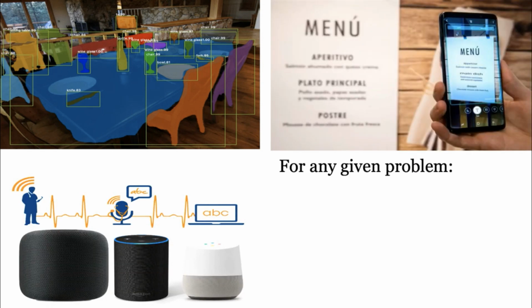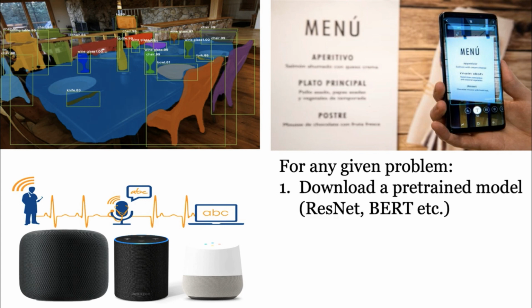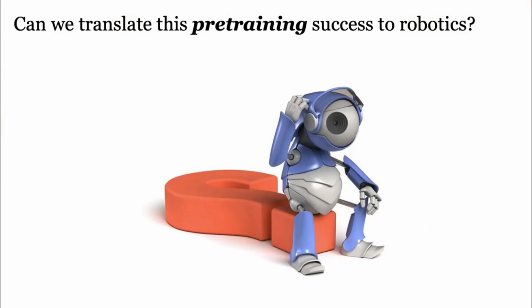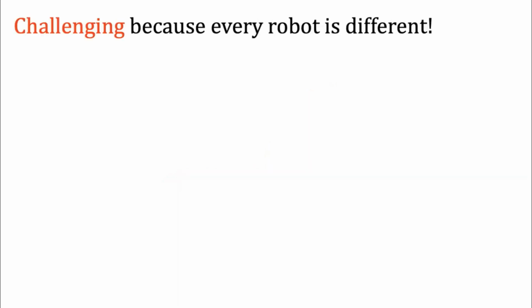In fact, it works so well in domains with passive data that today we can even follow a general recipe for solving new tasks. Step 1, we just download a pre-trained model, for instance, ResNet in vision, BERT in language. Step 2, we can label some new data for the task we want to solve. And then we just fine-tune the last layer. And guess what? More often than not, this works pretty well and we can declare victory. So the question we ask is how can we translate the same success of transfer learning to robots?